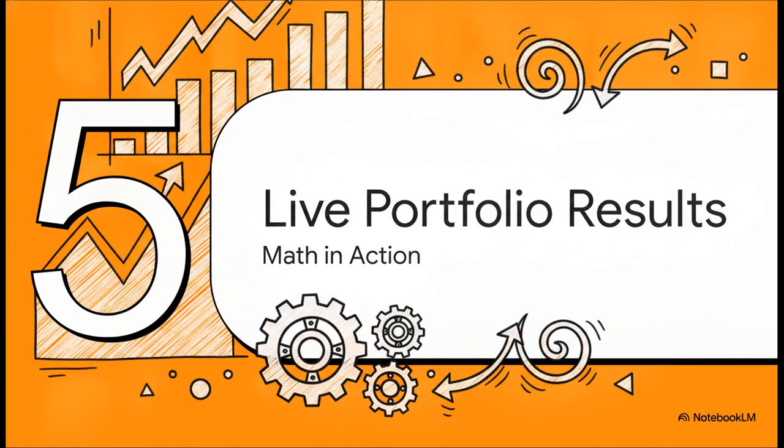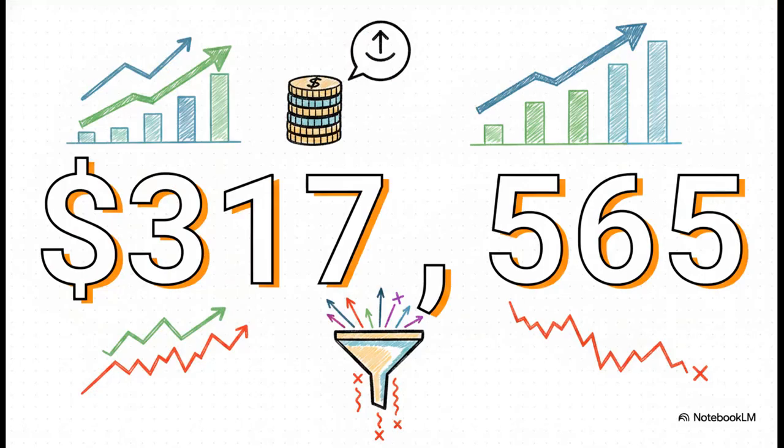Real live portfolio results. And please note, as we look at this data from the top Sharpe ratio portfolio as of June 2026, these are real live results, not theoretical backtesting. Check this out. This portfolio generated a real, live total P&L of $317,565. This is the direct live market result of aggregating multiple strategies together and letting that edge decay framework ruthlessly filter out the underperformers in real time.